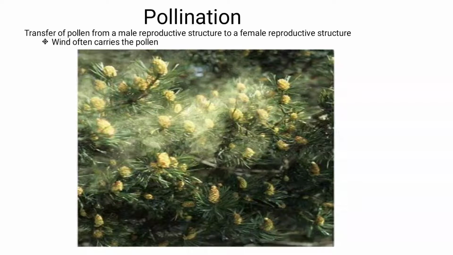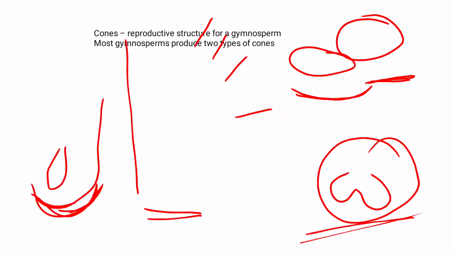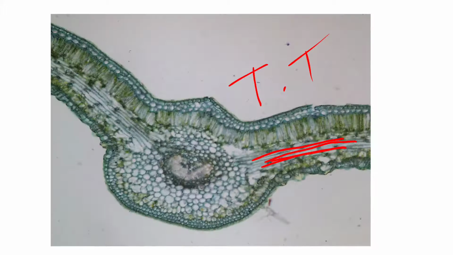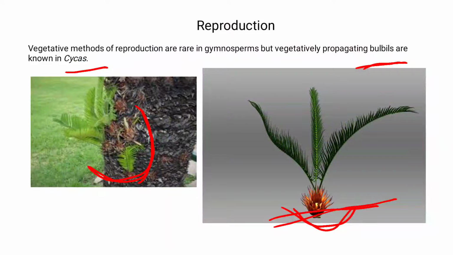I forgot to tell you one important thing. In case of gymnosperms, you will find two types of plants. One is monoecious plant and another one is dioecious plant. Monoecious plant means both the male reproductive and female reproductive structures are present on a single plant. In the same plant, you will find male and female reproductive structures. These are nothing but monoecious plants.